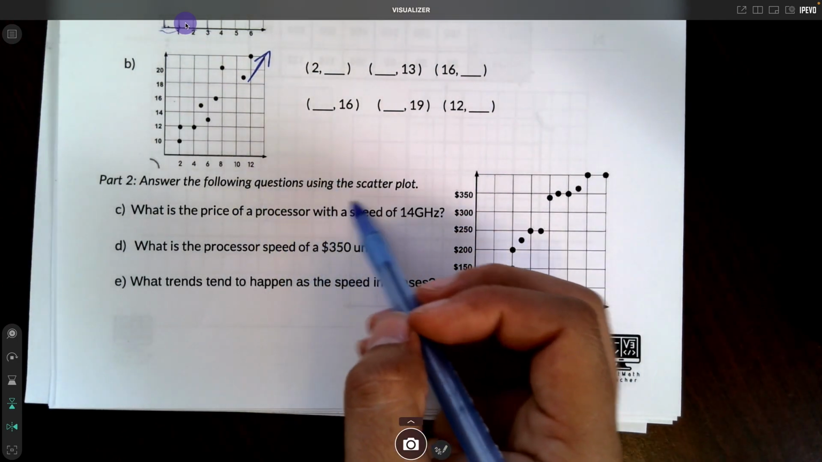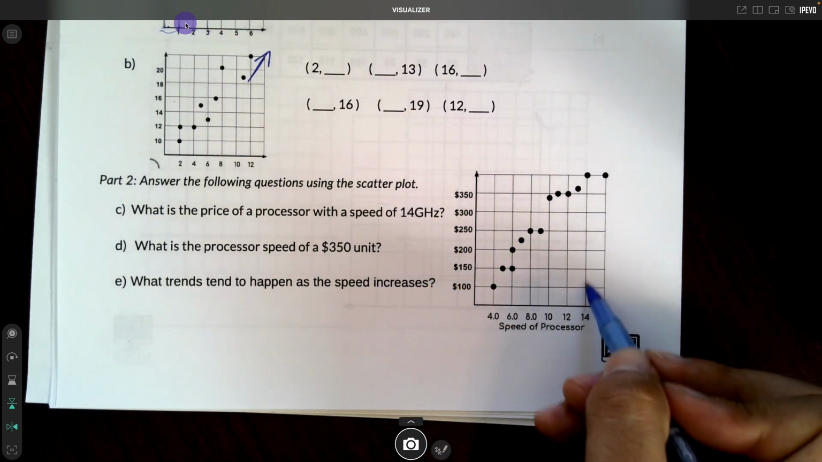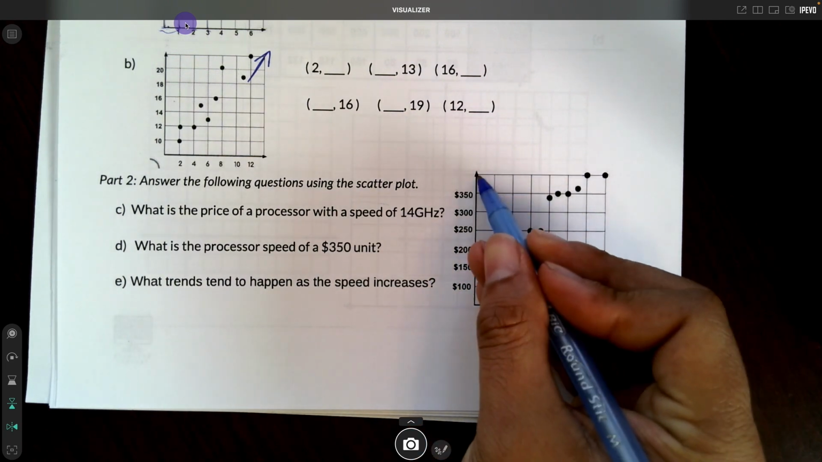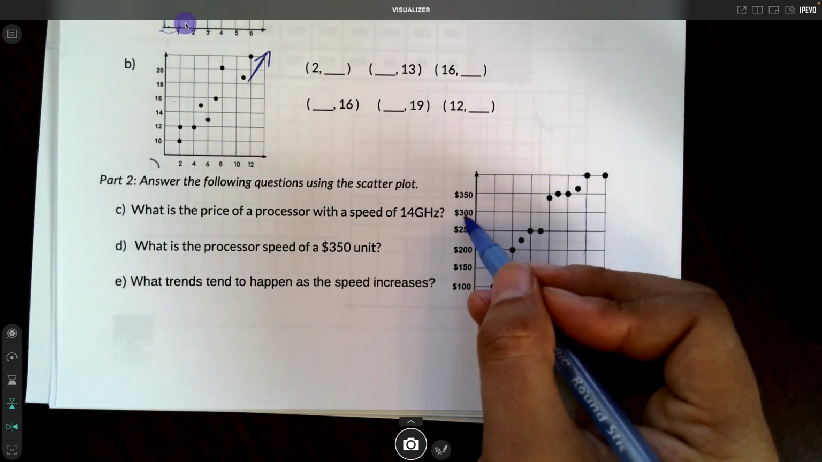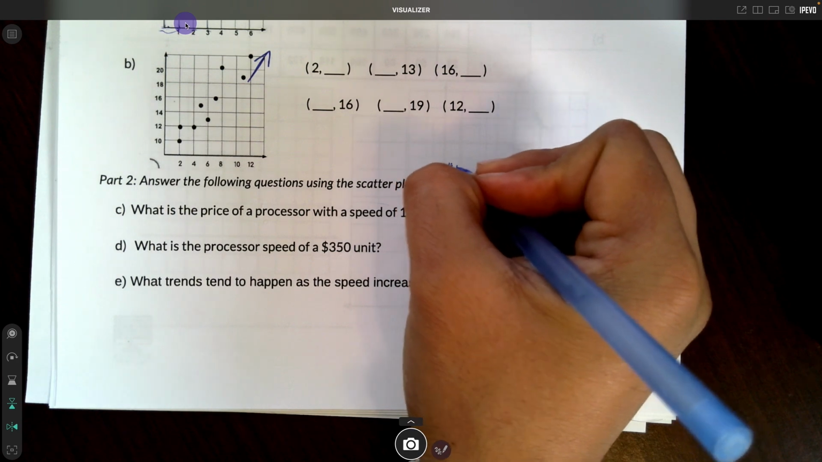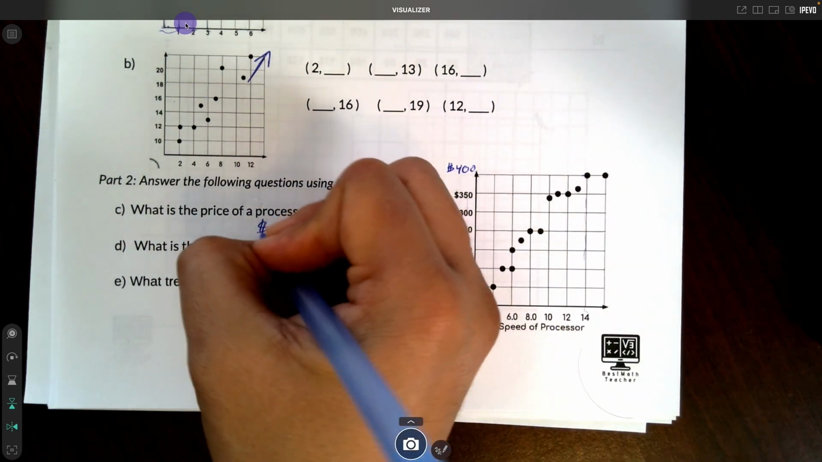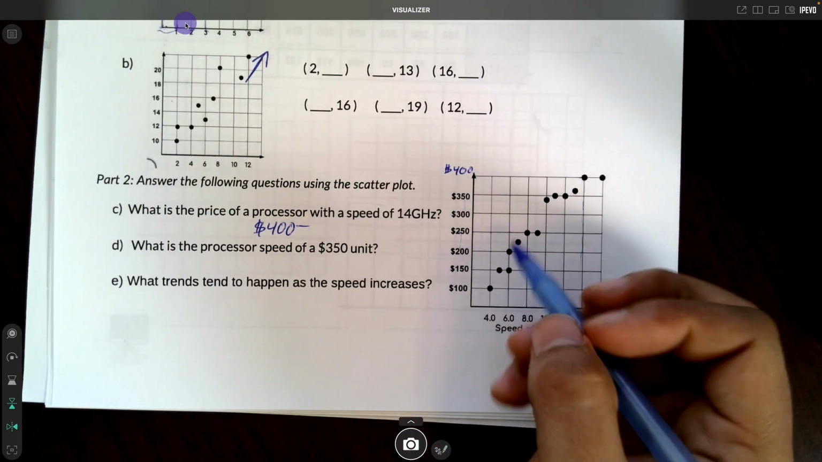Price of a processor with a speed of 14 gigahertz. So 14, boom. What is that price? 14 would be, if this is going up 50, so plus 50, plus 50, plus 50. So this is $400. So $400 for a processor with the speed of 14 gigahertz.